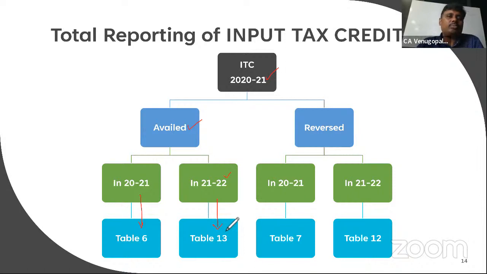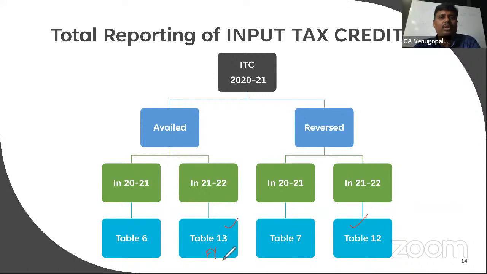Likewise, if I have reversed because of common credit, ineligible credit, whatever be the reason, again, please carefully watch the words, if I have availed or if I have reversed. If I have reversed in the same financial year, which is 2021, then I'll be reporting in table 7. If I have not reversed in the current year, and if I have reversed in the next year, then I'll be reporting in table 12, which is for the subsequent year adjustment and reporting. Please note, table 13 and table 12 have no relevance in terms of your computation or the credit available. Again, this is for your information.